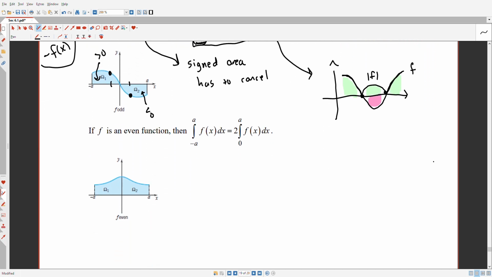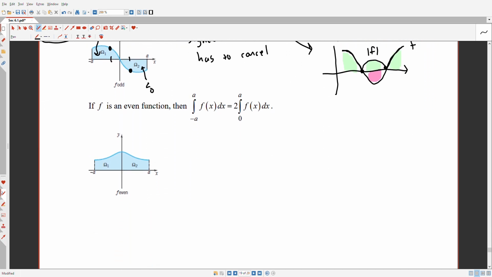Similarly, they mention, hey, if f is an even function and you're integrating from a negative number to its positive version, that's just twice the area from 0 to that positive number. So if I look at this picture down below, right, the area of the blue region, this total area is 2 times the area of one of the blue regions.